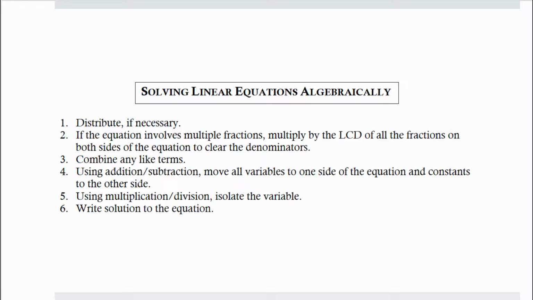We're going to combine any like terms first, and then once that's done and both sides of the equal sign are completely simplified expressions, we're going to use addition or subtraction to move all the variables to one side and the constants to the other. And then using either multiplication or division, we're going to isolate that variable. The last step is to write the solution to the equation as whatever the variable is equal to, the number, equal to the value, and that will complete our process.